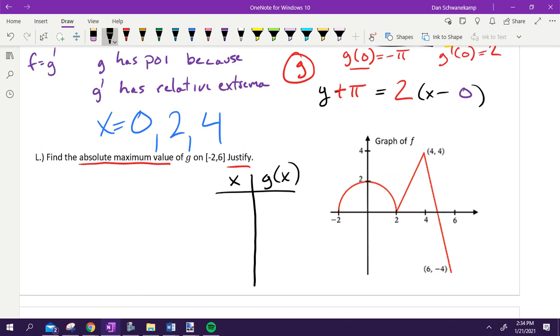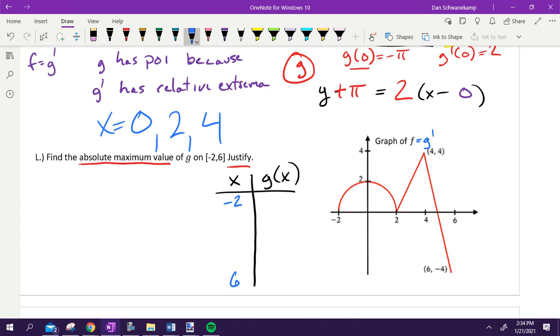Maximums happen at endpoints and critical points. So endpoints are easy. That's -2 and 6. What about critical points here? Looking at that graph. Remember, this is a graph of F, which is really G prime.